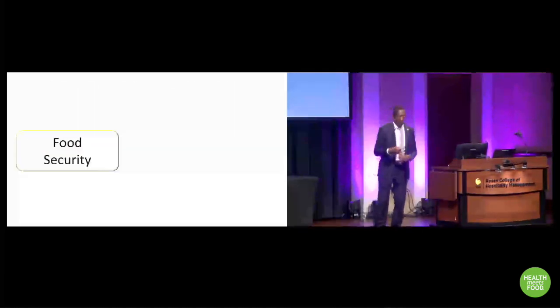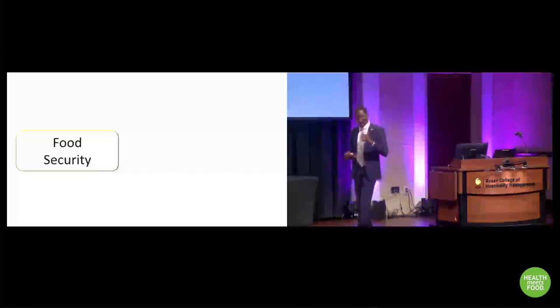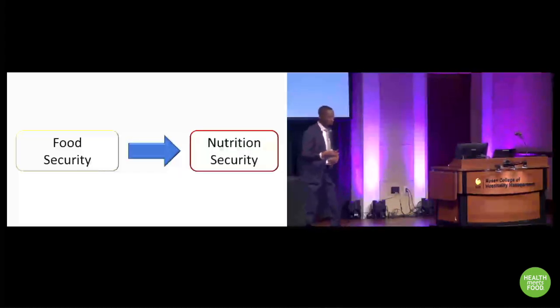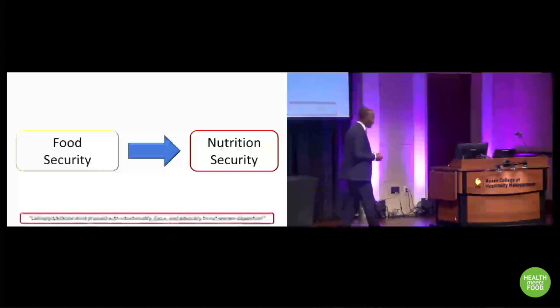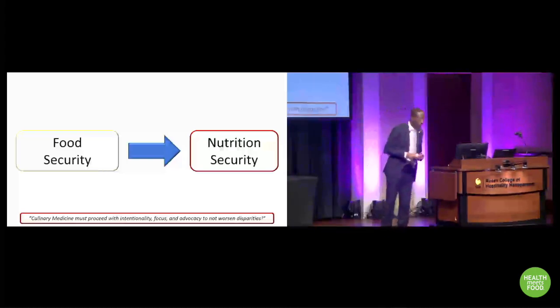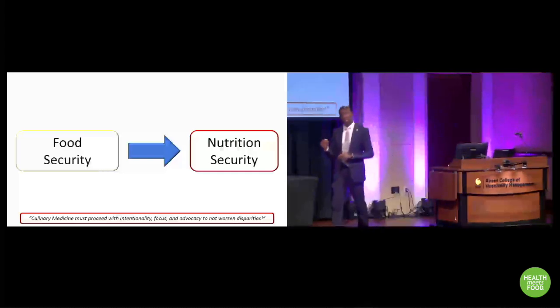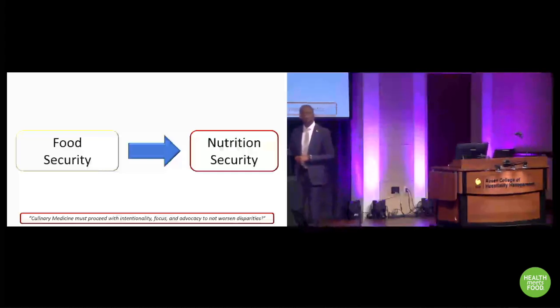So what we do today is trying to figure out how we can go strictly from here over to nutrition security. In culinary medicine, there's something I like to say. Culinary medicine must proceed with intentionality, focus, and advocacy to not worsen disparities. We cannot just focus on those who are food secure. All we're going to do in that way is going to worsen disparities.